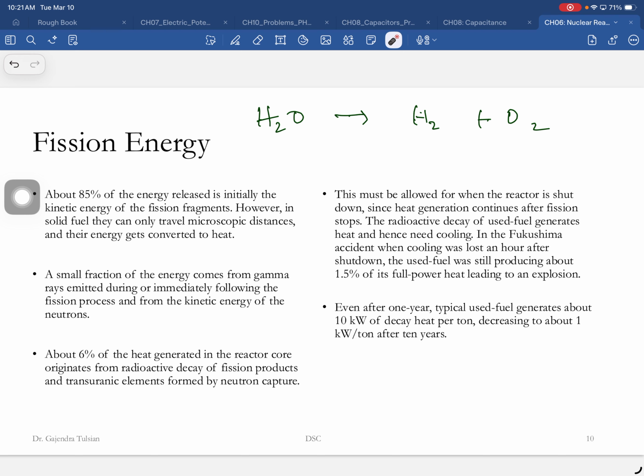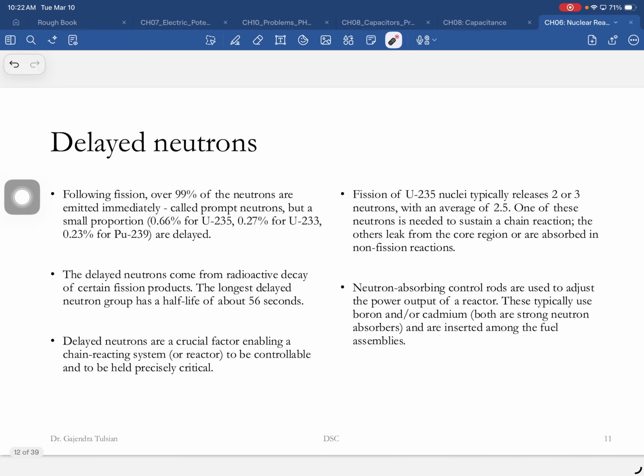The radioactive decay of used fuel generates heat and hence needed cooling. In the Fukushima accident, when cooling was lost an hour after shutdown, this used fuel was still producing about 1.5% of the full power, leading to an explosion. Even after 1 year, typical used fuel generates about 10 kilowatts of decay heat per ton, decreasing to 1 kilowatt per ton after 10 years. So you have to account for the heat.